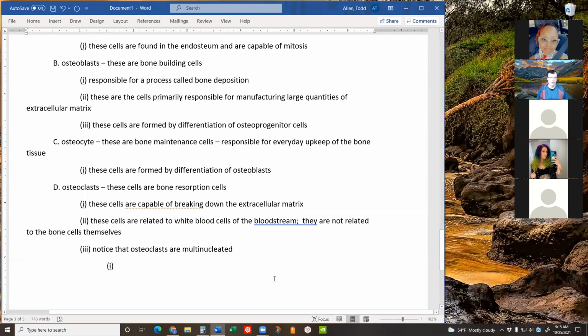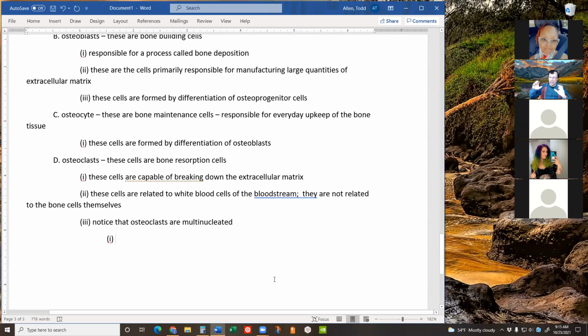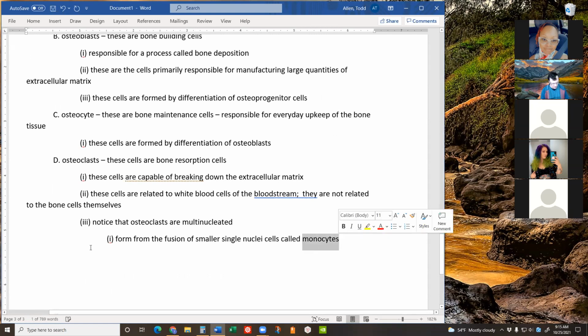Osteoclasts themselves form by having small precursor cells with individual nuclei fused together. Those individual cells are known as monocytes. Okay, osteoclasts form from the fusion of smaller single nuclei cells called monocytes. You say, man, why has this got to be so convoluted? Why has it got to be so complicated? I share your pain with that. It is, but it is what we have to deal with here.